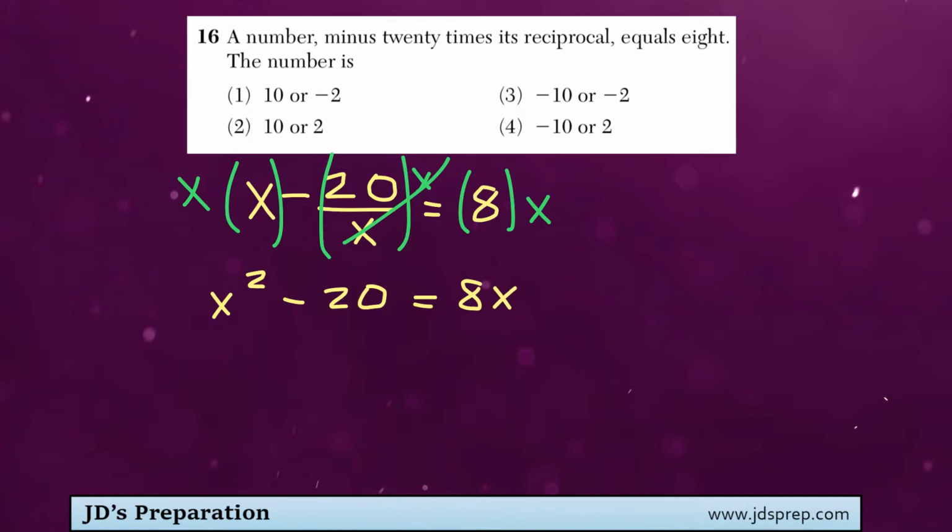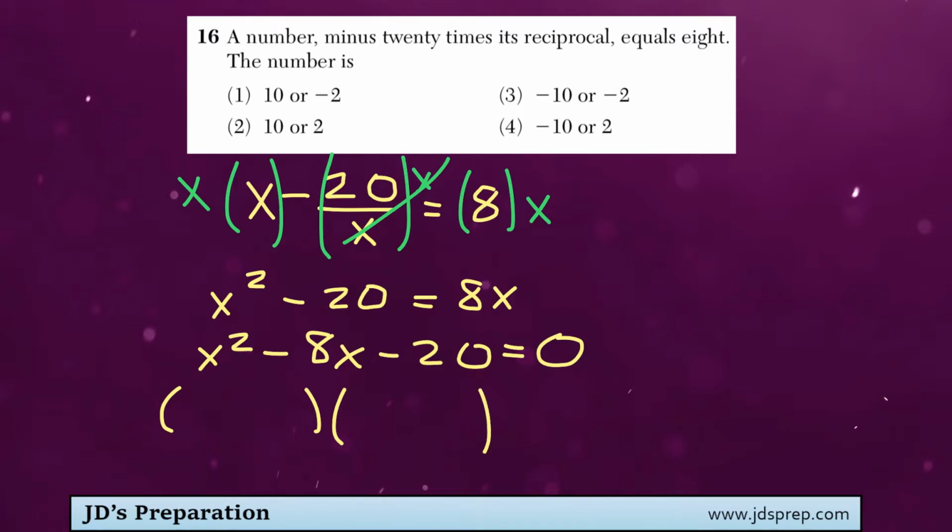Our next step is going to be to get everything over to the same side, so one side of the equation is equal to 0. We can do that pretty easily just by subtracting 8x. Just like that. And now we get to factor it. So I'm going to start by drawing my two sets of brackets, putting my x in the front. Okay, so now we're looking for two numbers whose product is negative 20 and their sum is negative 8.